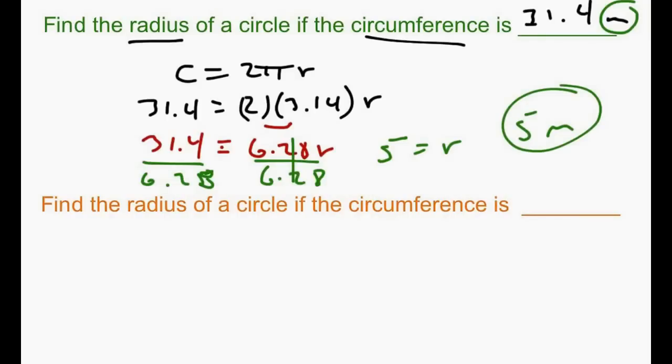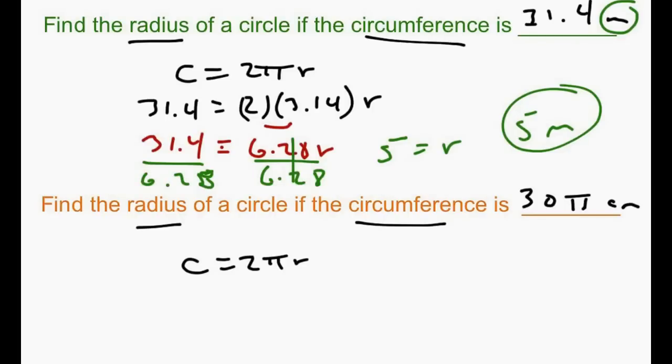All right, let's try another one. I want to find the radius of a circle. Still doing radius. And we're still going to deal with circumference. This time, let's do the circumference is 30 pi centimeters. All right, so now I'm looking for radius and dealing with circumference, so let's stick with that: C equals 2 pi r.